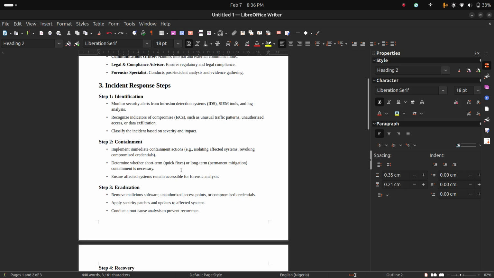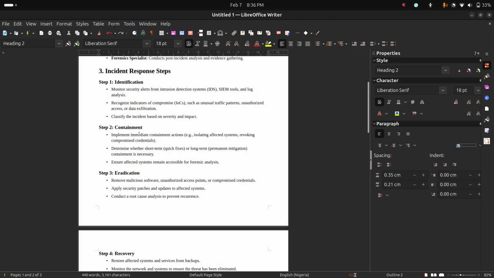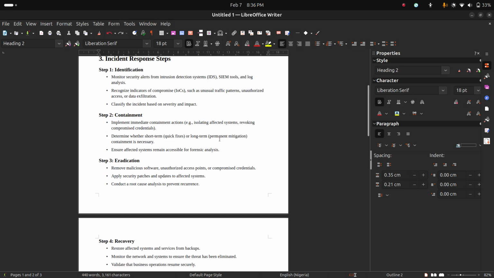The next step is to perform containment. You have to contain, isolate. This deals with the isolation of affected systems or accounts and revoking compromised credentials. So you limit those accounts that have been compromised. You have to determine whether it is a short-term quick fix or a long-term permanent mitigation.